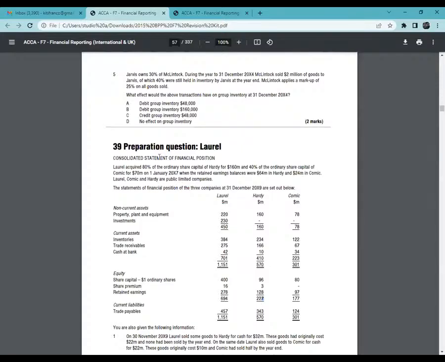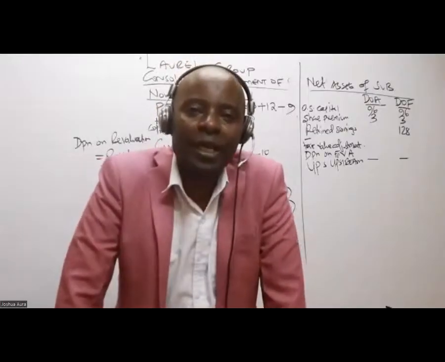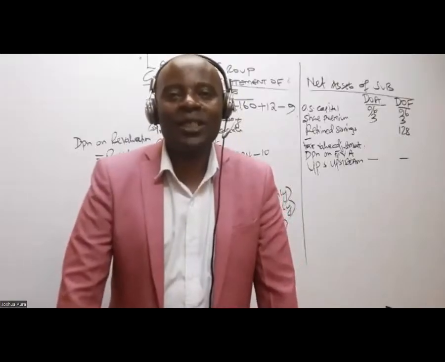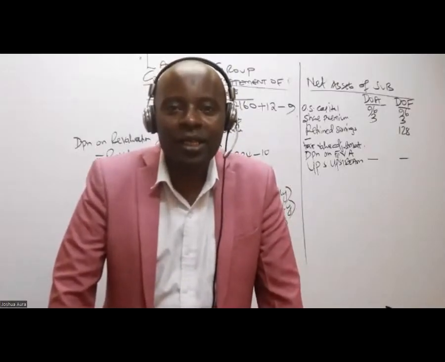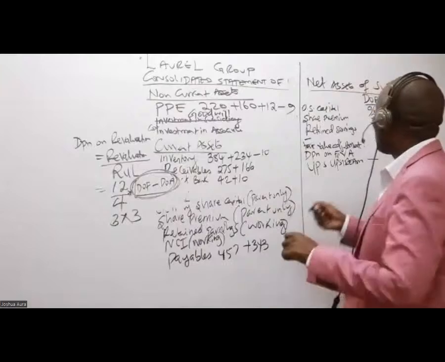Here they have told us, Laurel acquired 80% of the ordinary share capital of Hardy for 160 million and 40% of the ordinary share capital of Comic for 70 million on 1st January 2017, when the retained earning balances were 64 for Hardy and 24 for Comic. That's very nice. But anything to do with an associate, as we start our group consolidation, is useless. The only thing you want now is 64, the retained earnings of the subsidiary at acquisition.